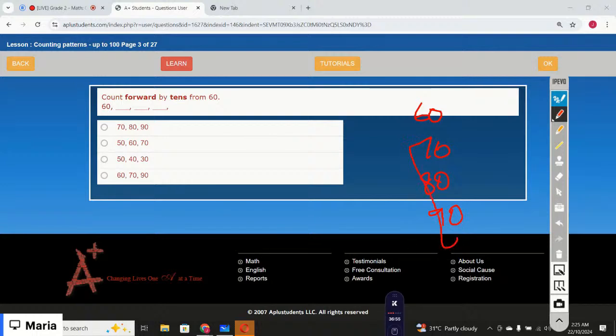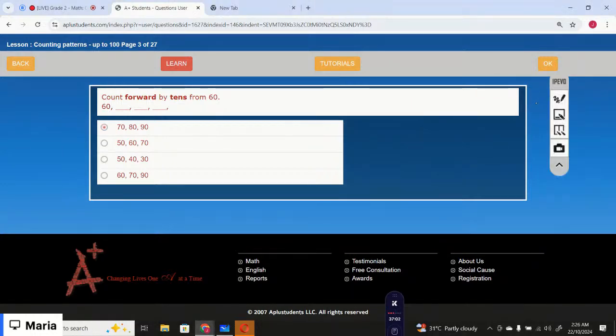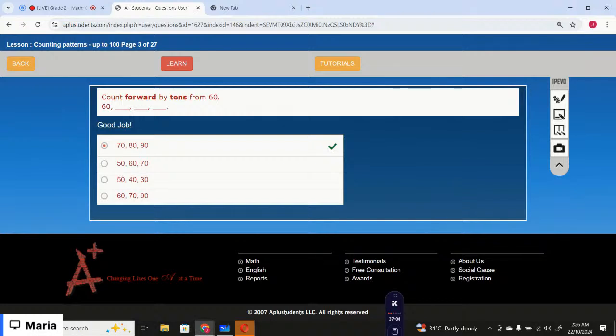So they are 70, 80, and 90. So which is the correct option? That is option number 1, 70, 80, and 90.